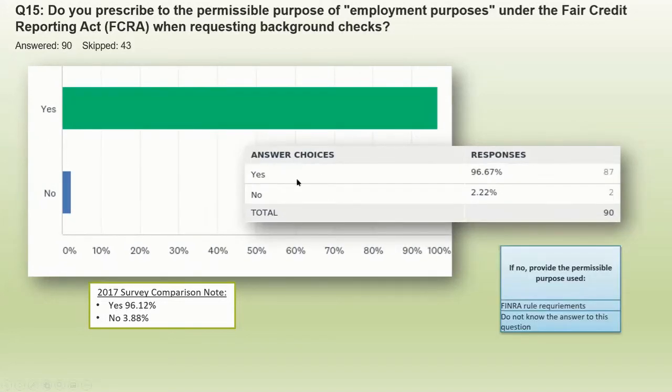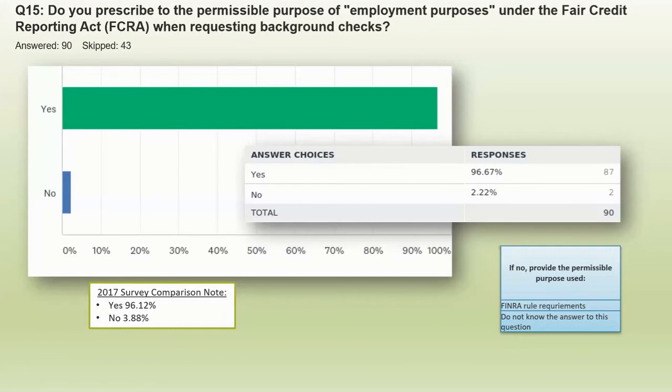Moving into question 15, do you subscribe to the permissible purpose of employment purposes under the Fair Credit Reporting Act when you're requesting those background checks? For any of you that have attended some of the sessions we've done live at the SILA annual conferences, this is another big question that exists out there, and we have continued to see the SILA membership improve in the overall compliance rate over the years. In this case, we're running at 96.67%.